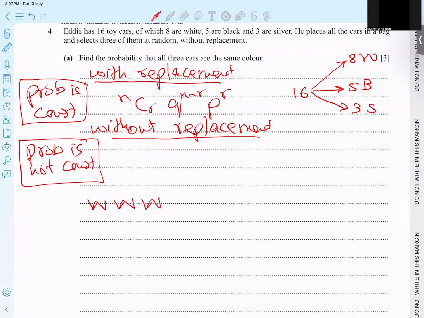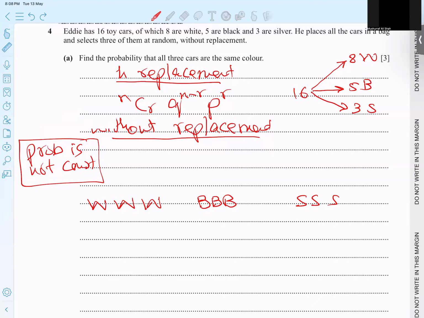Second option, if all are black. Okay. Third option, if all are silver. I repeat my words once again. So he said that if all are the same color, because it is without replacement, then if I withdraw the first card, the second and third must be white, white, white.